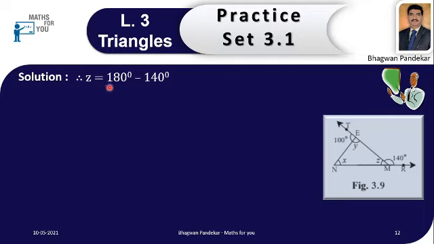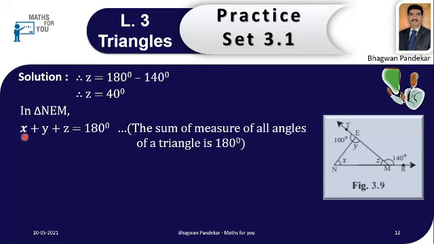Therefore z is equal to 180 degree minus 140 degree. So therefore z is equal to 40 degree. In triangle NEM, x plus y plus z is equal to 180 degree. Reason is the sum of the measures of all angles of a triangle is 180 degree.